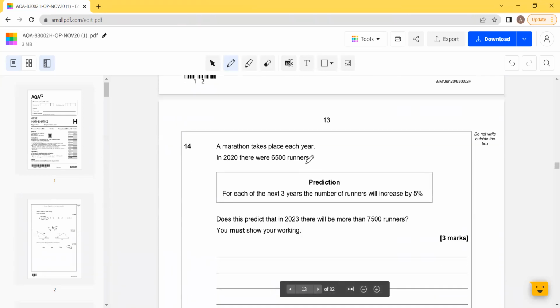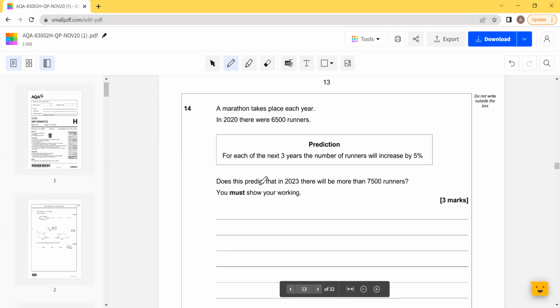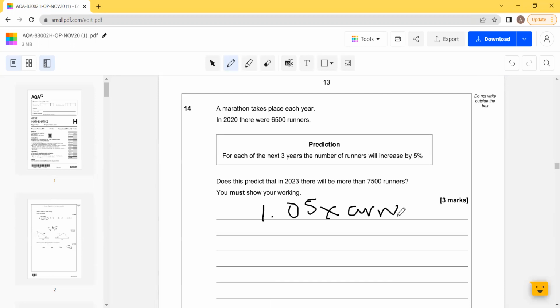Okay, question 14. A marathon takes place each year. In 2020, there were 6,500 runners. For each of the next 3 years, the number of runners will increase by 5%. Does this predict that in 2023, there will be more than 7,500 runners? You must show your working. Okay, so if each year it increases by 5%, you're basically doing 1.05 times the current number of runners per year.